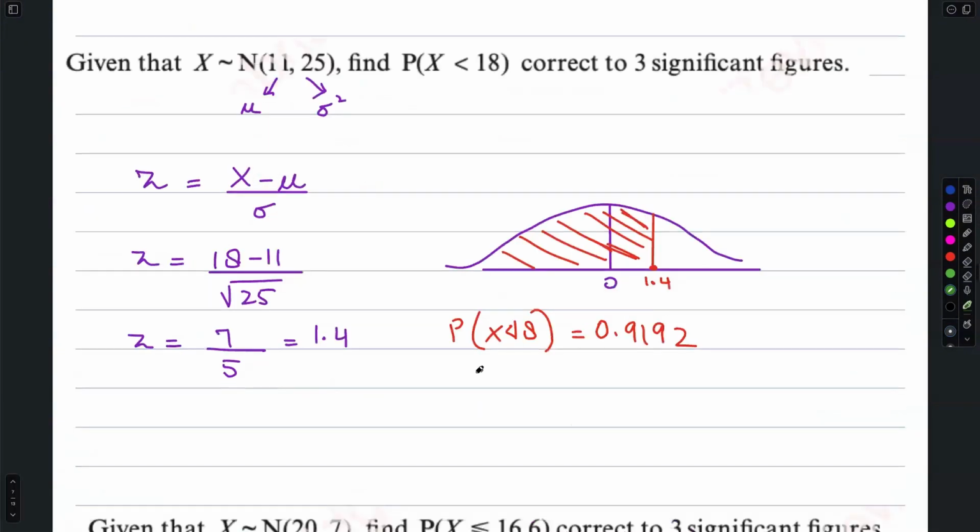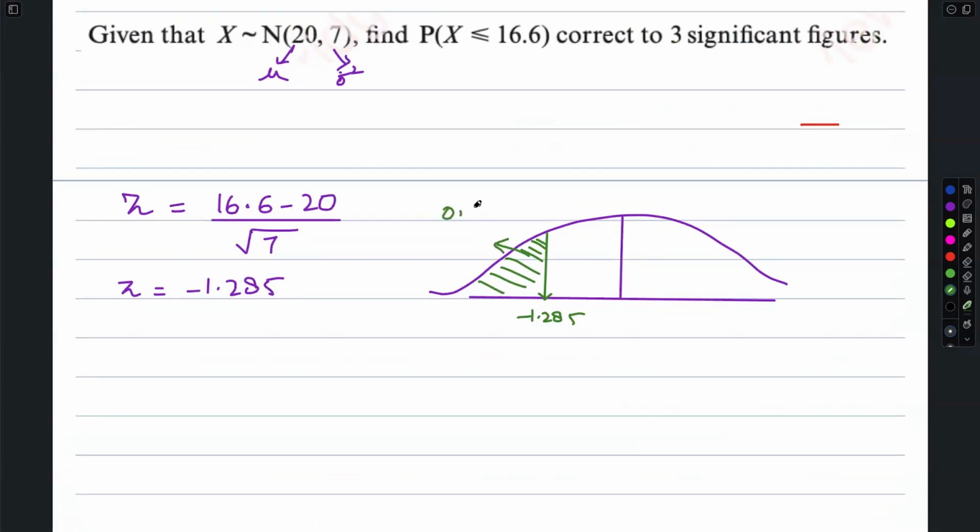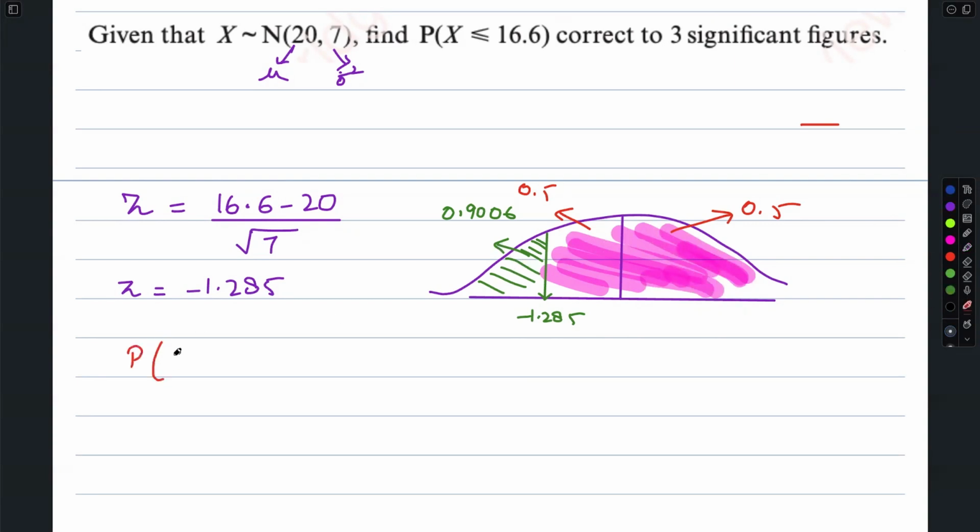Now, as we have to find the probability towards the left, we know that this probability cannot be 0.9006, as this probability has to be less than 0.5. We know that this region has the probability 0.5 and the left hand side is also equal to 0.5. So that means that this probability, which is 0.9006, represents the area towards the right of 1.285. So to find the probability for z value less than minus 1.285, we can just subtract 0.9006 from 1. So subtracting 0.9006 from 1, that gives us a value 0.0994. So the probability for x less than or equal to 16.6 will be equal to 0.0994.